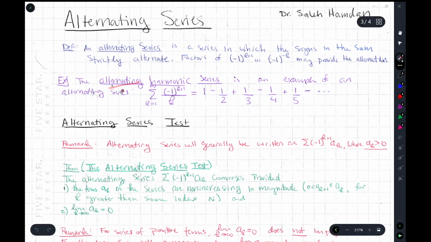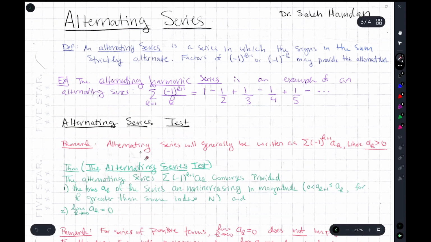So one example of this is the alternating harmonic series. We could express it this way. You could see it's like the harmonic series, but you get the alternating negative 1 there. And you'll have 1 minus 1 half plus 1 third minus 1 fourth plus 1 fifth and minus plus, on and on and on. All right, so let's discuss the alternating series tests.